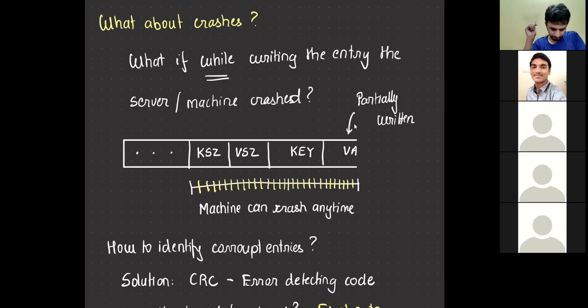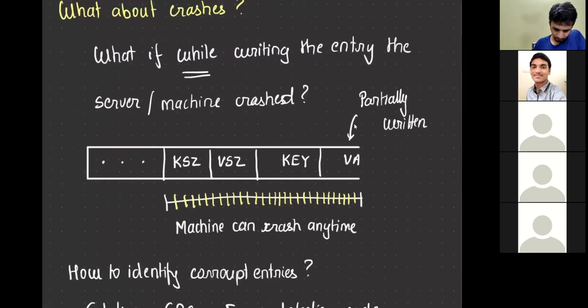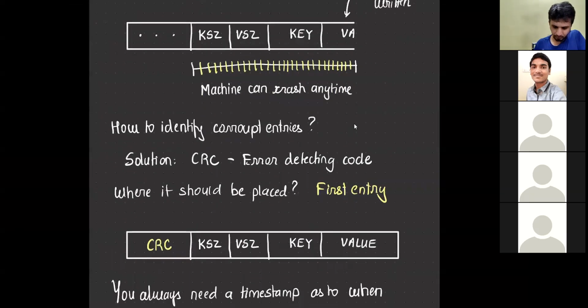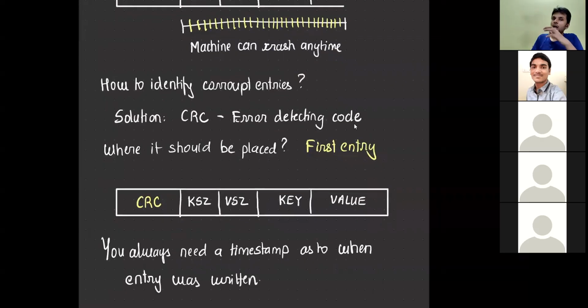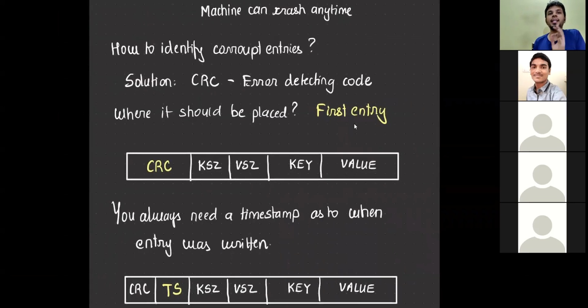How will you do that? CRC, right? Something that would help you detect errors. A great way to detect errors is using CRC. So apart from the key size, value size, key and value that we had, we would also add a CRC at first, which would ensure that even if our machine crashed, we would know if our entry is completely written or not, because at that point our CRC would vary.